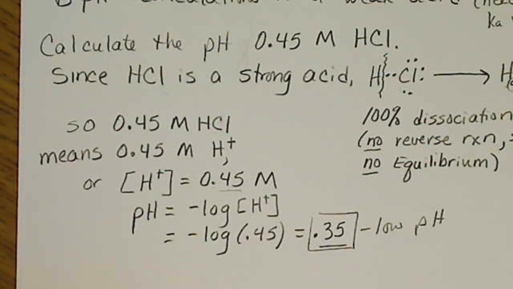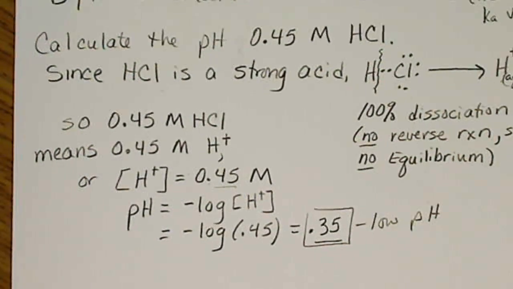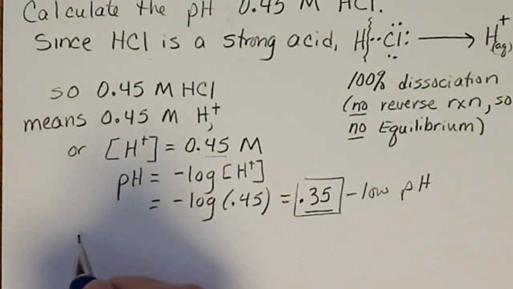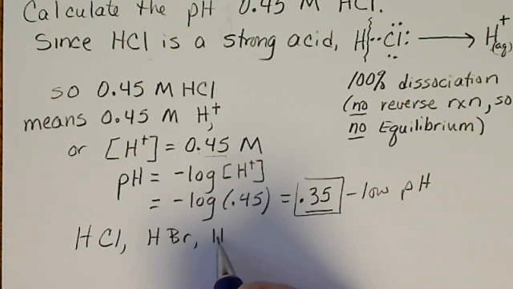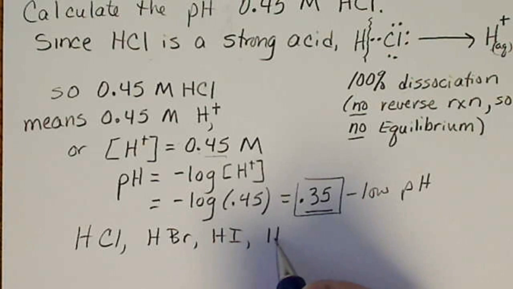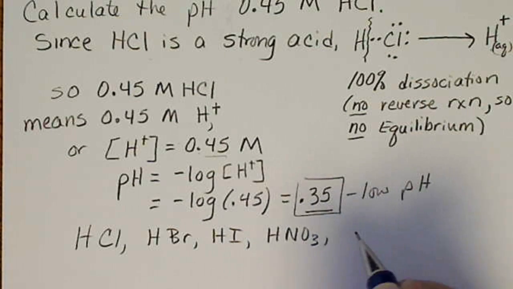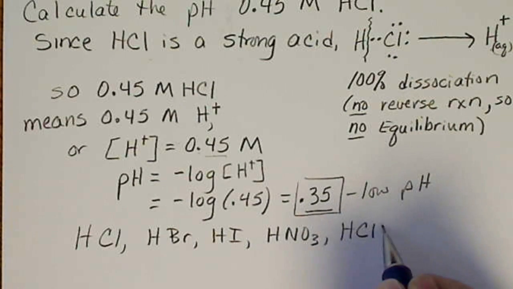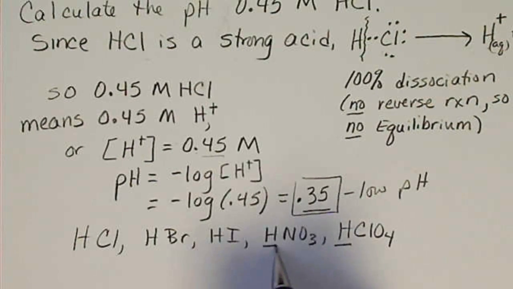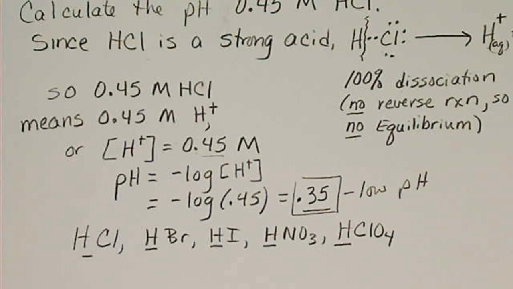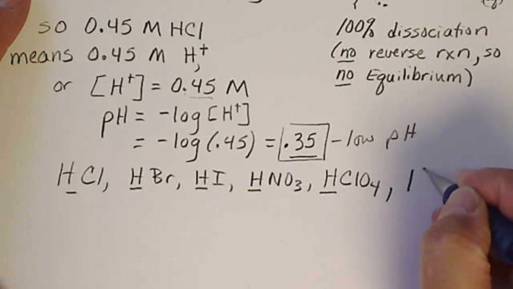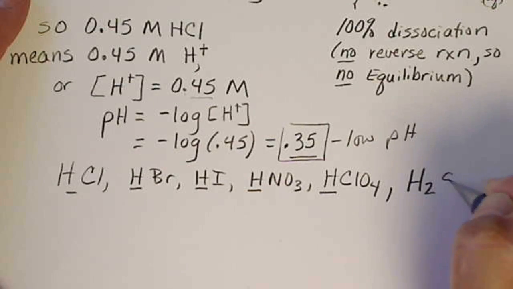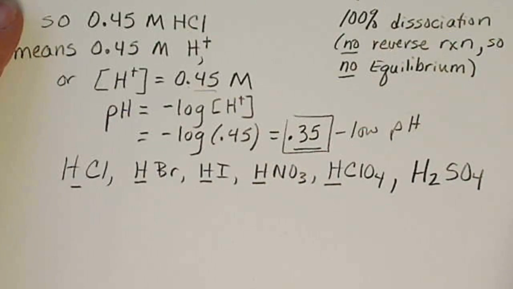Okay. Almost all of the strong acids are monoprotic, meaning there's only one hydrogen ion there. So hydrochloric acid, hydrobromic, hydroiodic, nitric acid, HNO3, perchloric acid. Notice these all just have one hydrogen in the formula. There is one acid, sulfuric acid, that's got two hydrogens in the formula.